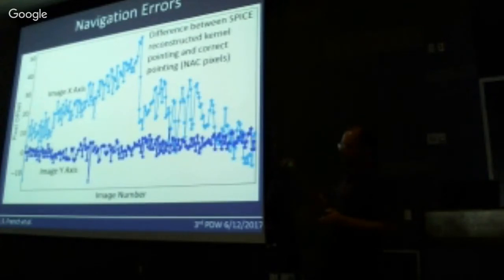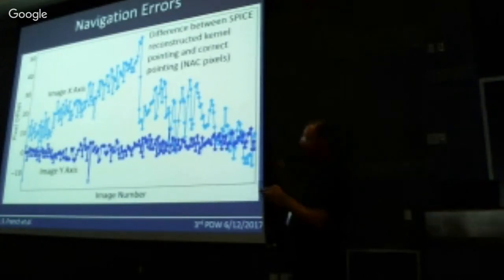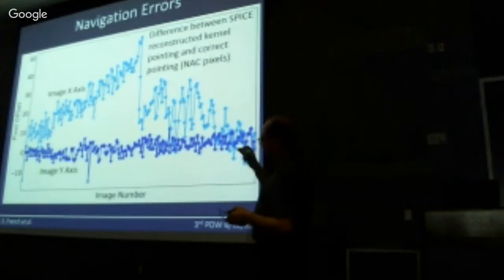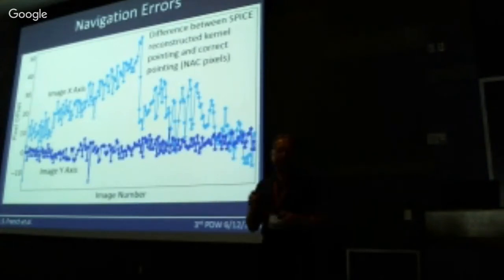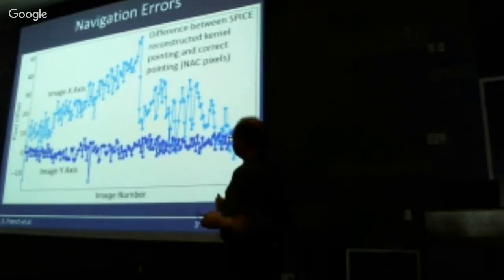You get a series of images that were taken of the F ring over about a 10-hour period. These images are maybe 5–10 minutes apart. And the pointing should not change very much because you're just looking at one point in space. But this is what actually happens. Image x-axis, image y-axis: where the reconstructed kernels say you're pointing versus where the rings actually are. This is the number of pixels off you are per image.